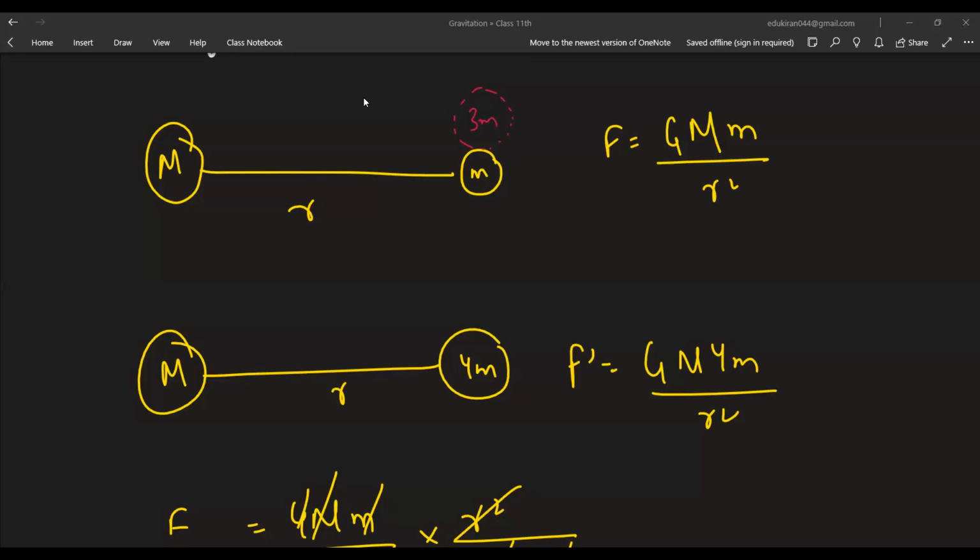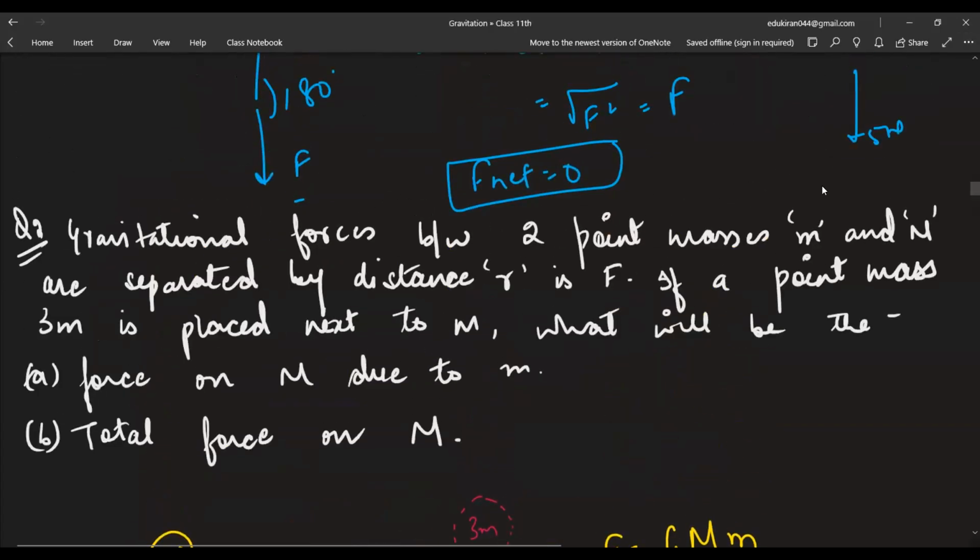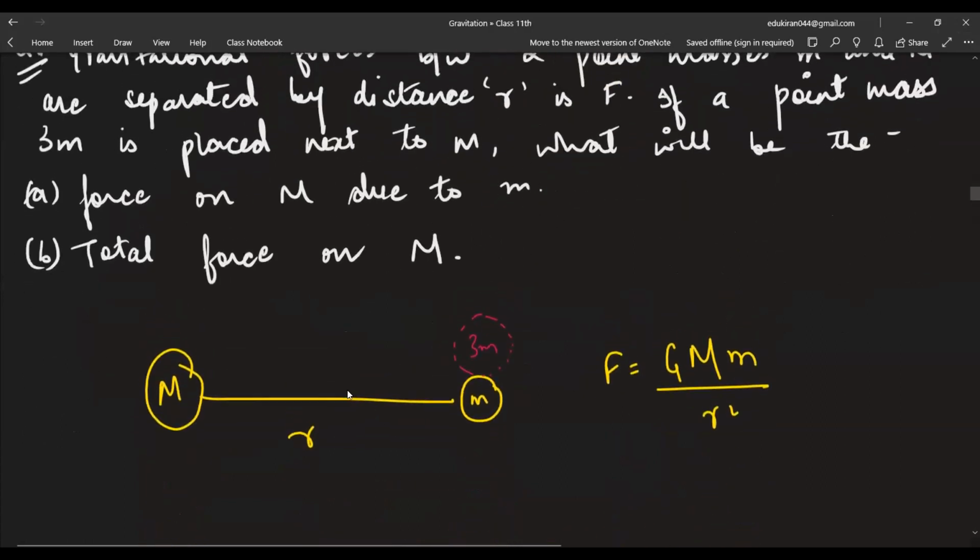Ma'am, can you explain the second part again? Yeah. See, first, let us read the question. The question says, gravitational force between two point masses, small m and capital M, separated by distance small r. This is F. This is the case. Capital M, small m, separation r.